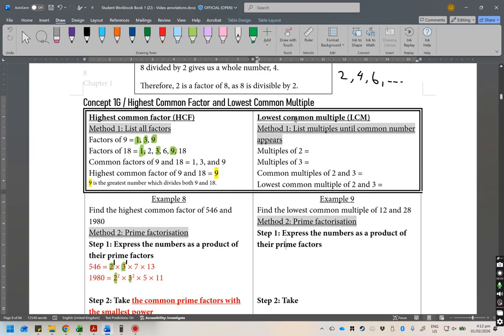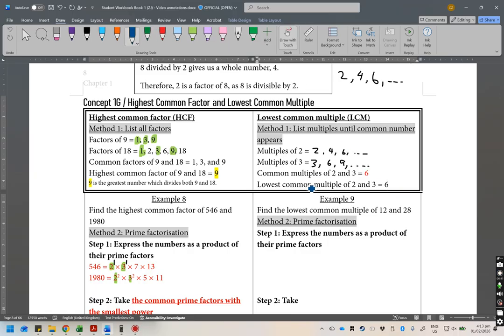Now let's move on to lowest common multiple. Similarly, method 1 will be to list the various multiples. For example, multiples of 2 will be 2, 4, 6, and so on. It goes on forever. Multiples of 3 will be 3, 6, 9, and then forever. So the common multiple of 2 and 3 will be, in this case, 6. And the lowest common multiple would be 6.